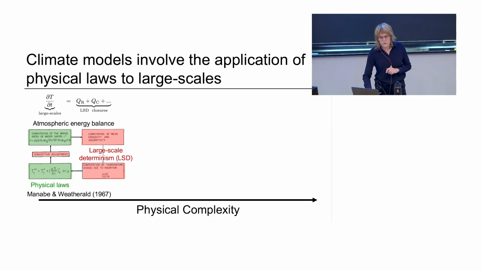He was dealing with a vertical column, so all he needed to consider were these terms, how radiation would impact the temperature, how convection would impact the temperature. And here is a schematic from his paper with Wetherald, where they had the physical, I'm highlighting here the things that we know really well, the equation itself, the way that water vapor depends on temperature, and then these so-called terms that were making assumptions about how those small-scale convection and radiation processes depend on temperature.